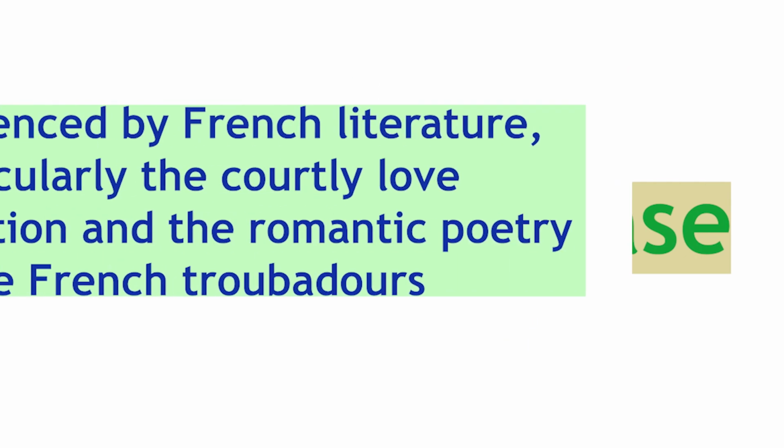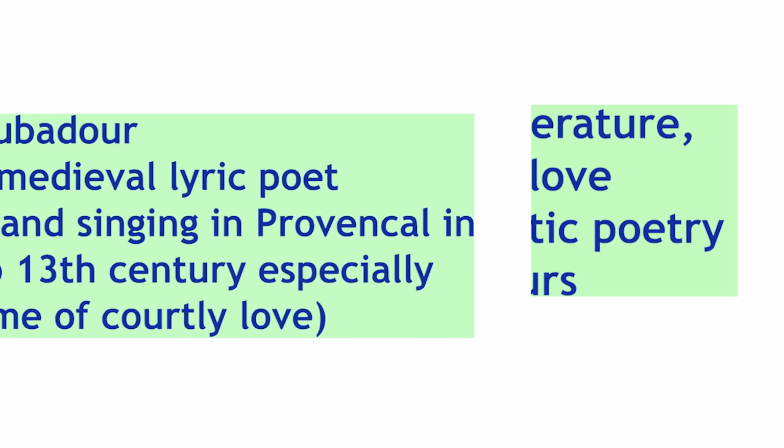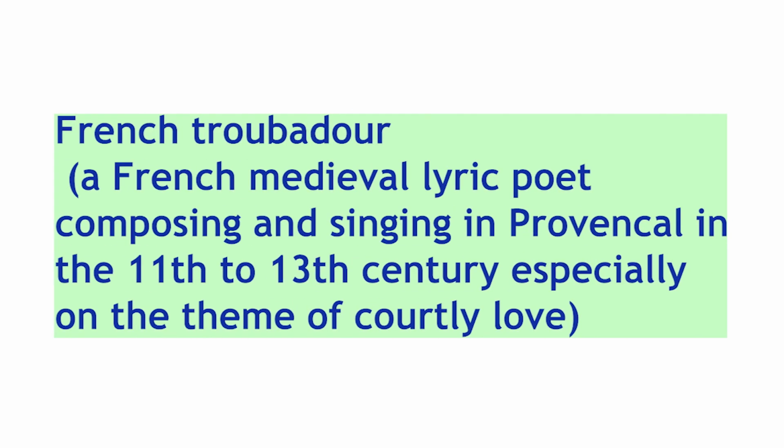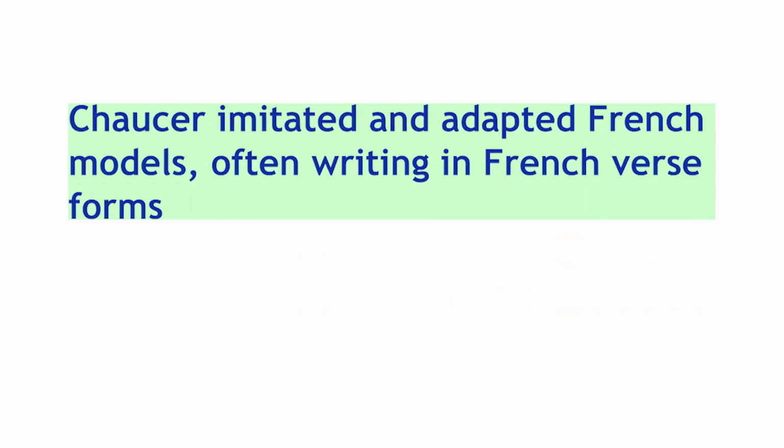Chaucer's early works were heavily influenced by French literature, particularly the courtly love tradition and the romantic poetry of the French troubadours. What is a troubadour? A French medieval lyric poet, composing and singing in Provençal in the 11th to 13th century, especially on the theme of courtly love. During this phase, Chaucer imitated and adapted French models, often writing in French verse forms.